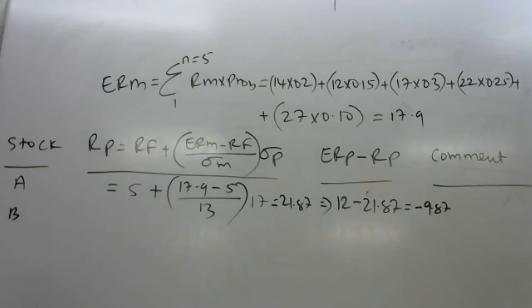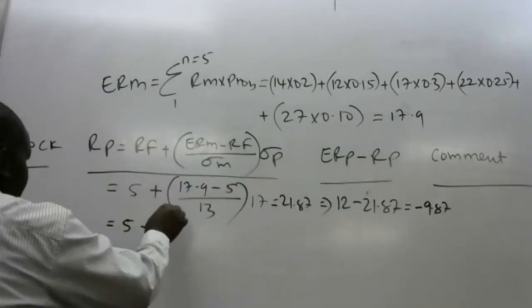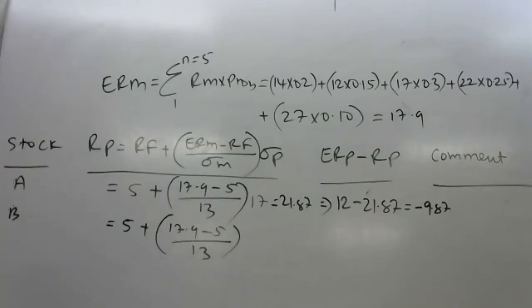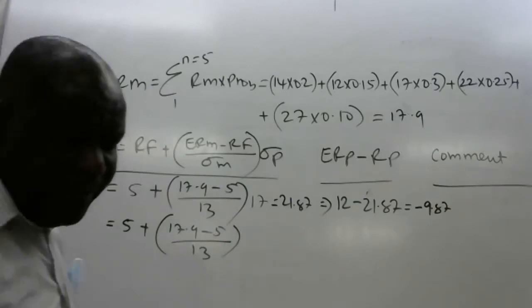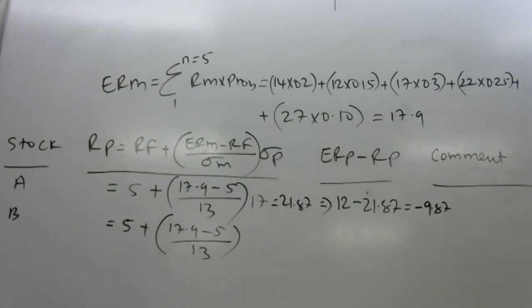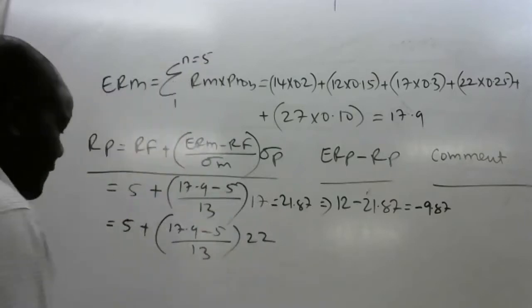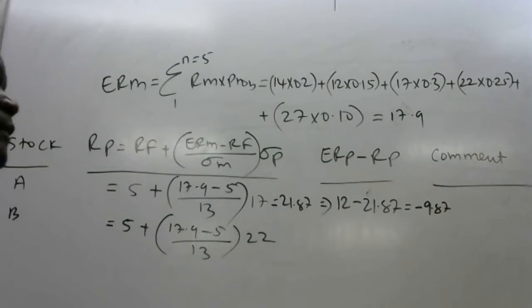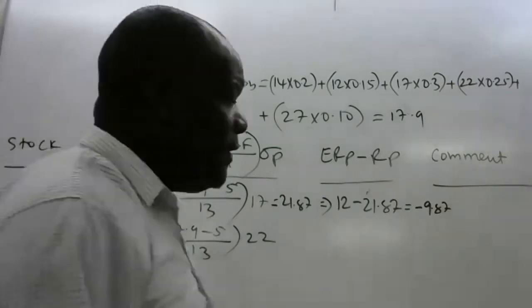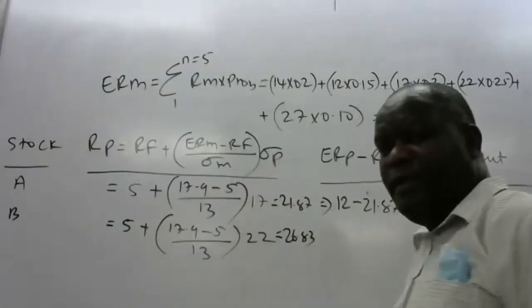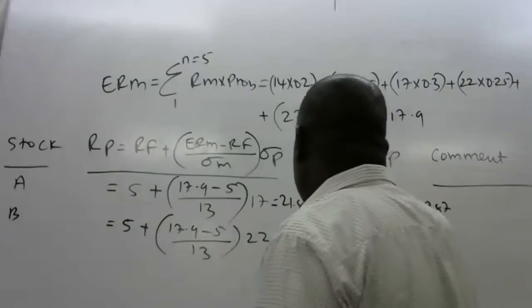So when it comes to B, it is the same. It is still 5. Then 17.9 minus 5. We also divide by 13. The standard deviation for that portfolio B, they gave you 22. You are given 22. So we get that figure. So give me that value. 26.83.